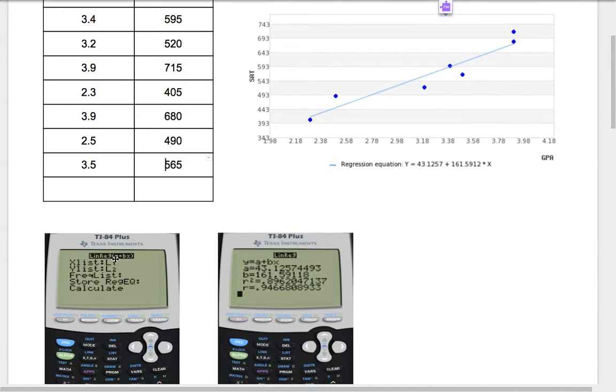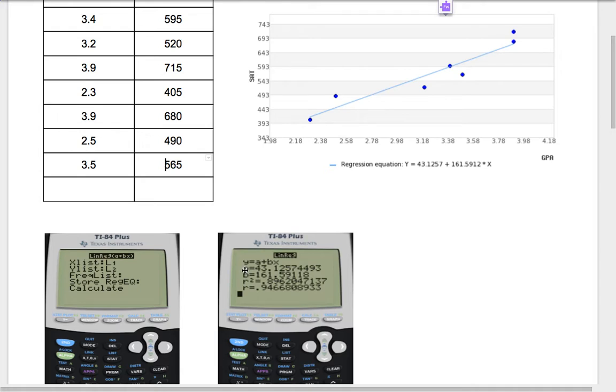So if you remember that, we hit the stat button right here, and then we went over to calc and did number 8, and I put GPA in list 1, and I put SAT in list 2, and I did the regression and calculated. And then this is what popped out on this screen. And there's our R value. You can see it's almost 0.95, which is a very strong correlation between GPA and SAT score for this example.